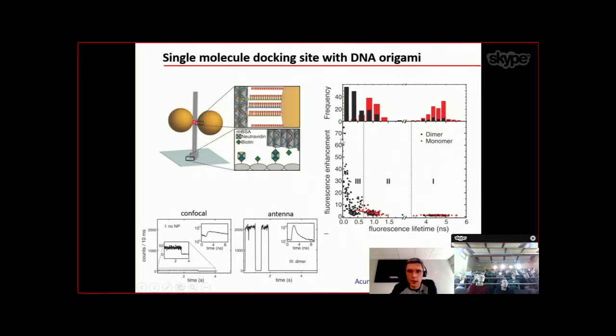Okay, so that was obtained with ATTO 647N, so much higher quantum yield. The fluorescence enhancement is less, but still you gain up to 100 on this type of design. Okay, the nice thing here is that everything is deterministic in the coupling between the molecule and the antenna.